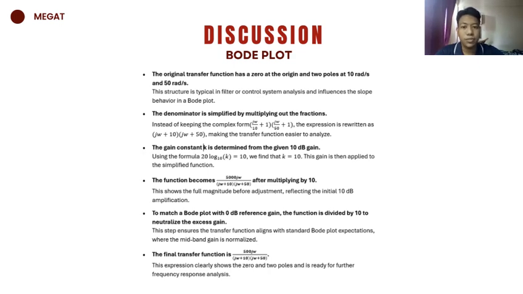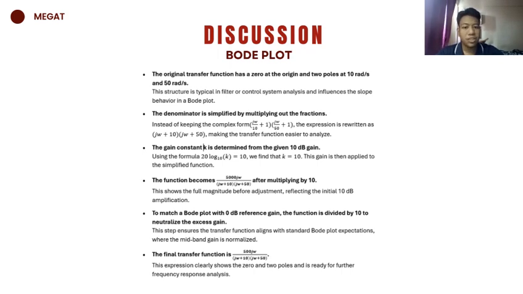Third, the gain constant k is determined from the given 10 dB gain using the formula 20 log k equal to 10. We find that k is equal to 10. This gain is then applied to the simplified function. Fourth, the function becomes 5,000 jω over (jω plus 10) and (jω plus 50) after multiplying by 10. This shows the full magnitude before adjustment, reflecting the initial 10 dB amplification.